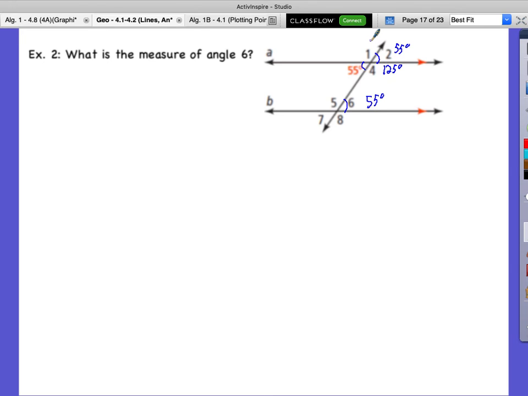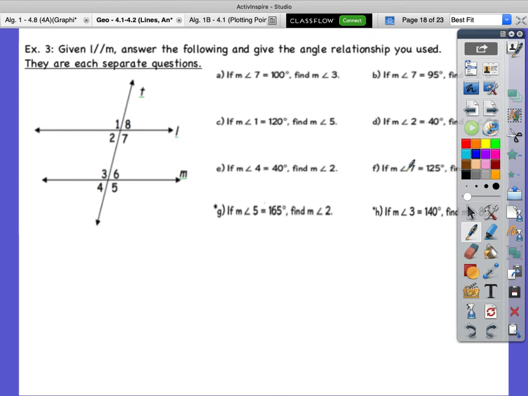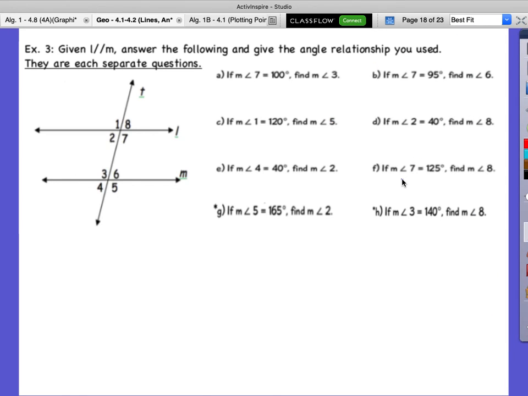Okay, let's go on right below this to the example where it says, example 3. So it's saying, given L is parallel to M, so we're given that these two lines are parallel. I'm going to go ahead and mark that with arrows. Okay, we're given that, so I'm going to mark it. We're asked to answer the following and give the angle relationship you used. And what's it say that's underlined there? It's probably pretty important.